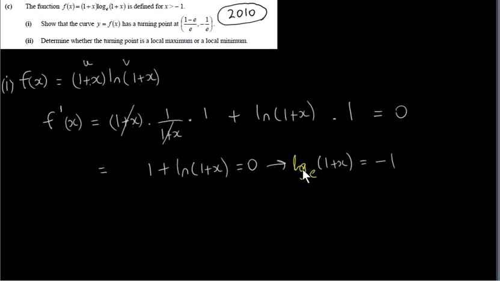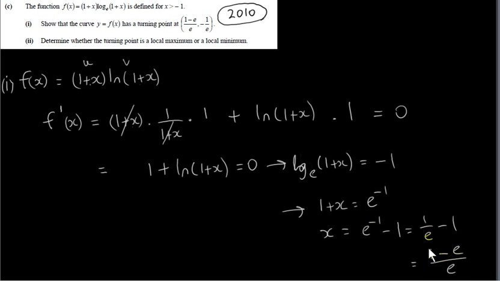So basically we have a single log term here, and a number on the right hand side. That means if we put e to the power minus 1, we get the argument. So 1 plus x equals e to the power minus 1. So x equals e to the power minus 1 minus 1. This can be written as 1 over e minus 1, which if we get a common denominator, we get 1 minus e over e. See, we have 1 over e minus e over e. e over e is just 1. So we can write it like this.